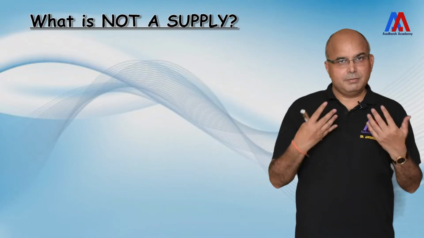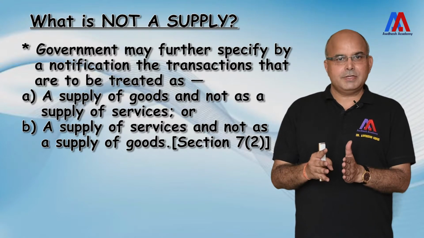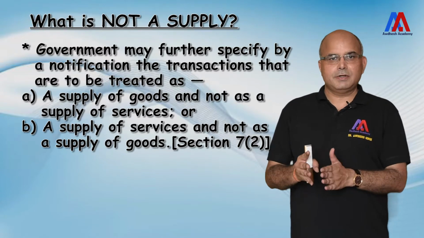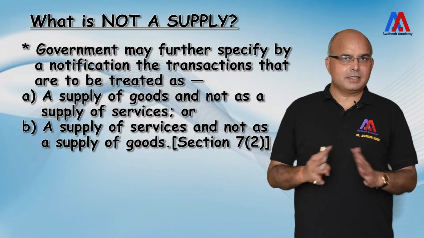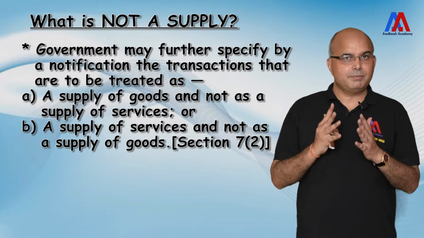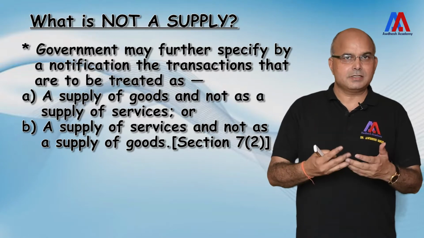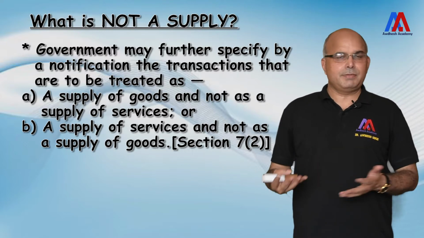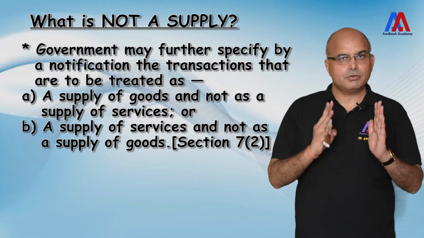The government has also been empowered to classify certain supplies of goods as supplies of services, and certain supplies of services as supplies of goods. Because by and large the GST Act does not differentiate between the supply of goods or services, but the government has the power to say that certain supplies are actually the supply of either services or goods. For example, job work. Now job work can be debated as supply of goods or supply of services, but the government has said no, it is a supply of services only.